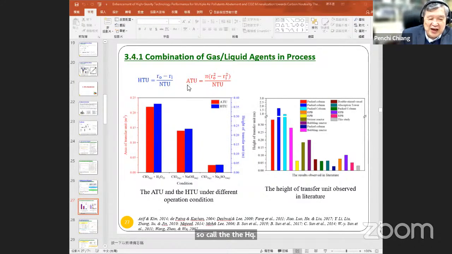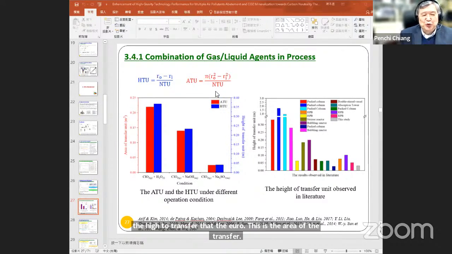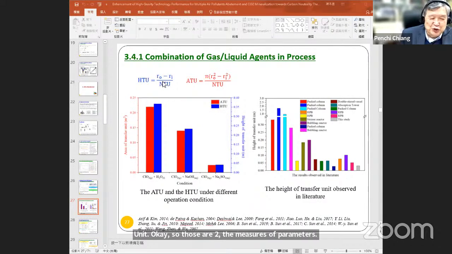This is the area of the transfer unit. Okay, so those are the major parameters. For engineering, scientists use those two parameters to evaluate the performance of nitrogen oxide and any gas pollutant reduction in the reactor.